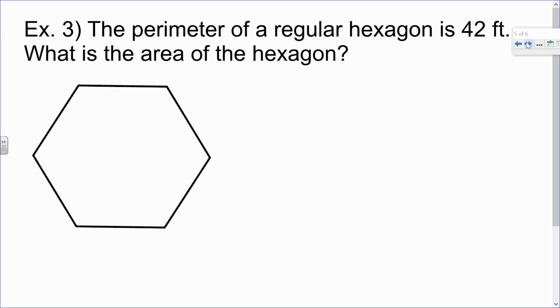Perimeter is 42. It's a regular hexagon, and I need the area. So I think I've figured out by now that I'm generally talking about doing my triangles. So my area for the hexagon needs to be 6 triangles. And I've got a choice of formulas for a triangle. I don't have anything labeled on this picture. All I know is that the perimeter is 42. Does that help me? Olivia, how does that help me?